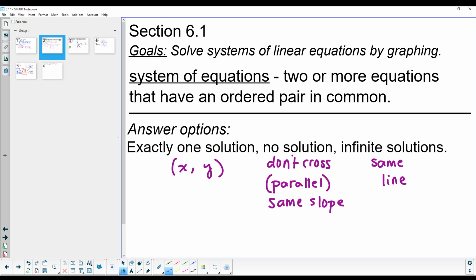If they're infinite solutions, that means they have the same line. We didn't really do an example like that, but it's going to be obvious whenever you graph one line and then you go to graph the second one and see the exact same thing. So any questions about any of that?